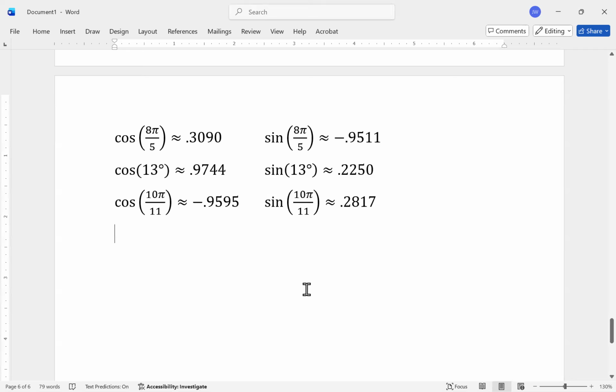So there we go. We can utilize our calculators to get approximate values for cosine and sine, as long as we're in the right mode. Again, if we're using radians, make sure your calculator is in radian mode. If you're using degrees, make sure your calculator is in degree mode. Mostly on the unit circle, traditionally we use radians because of its connection to the arc length of the unit circle.